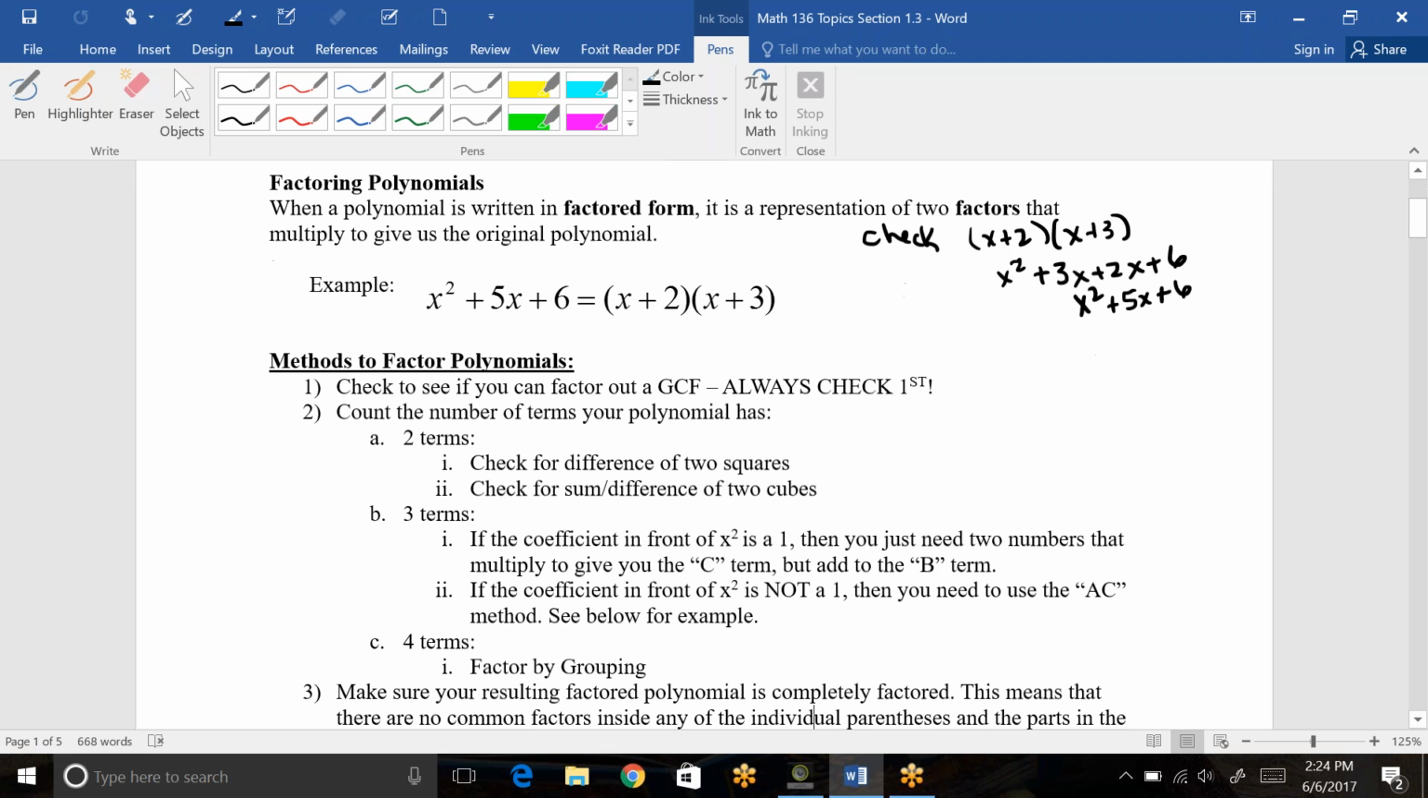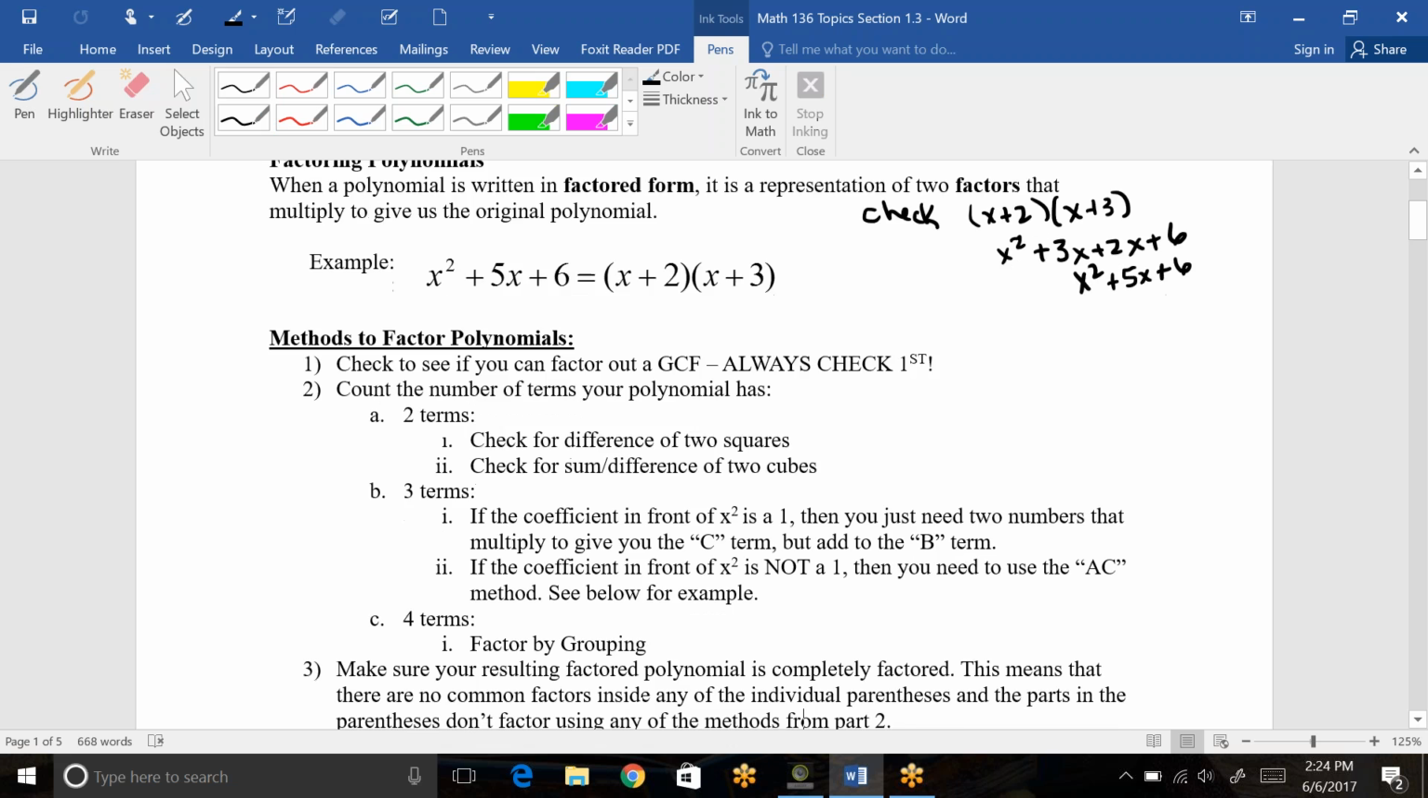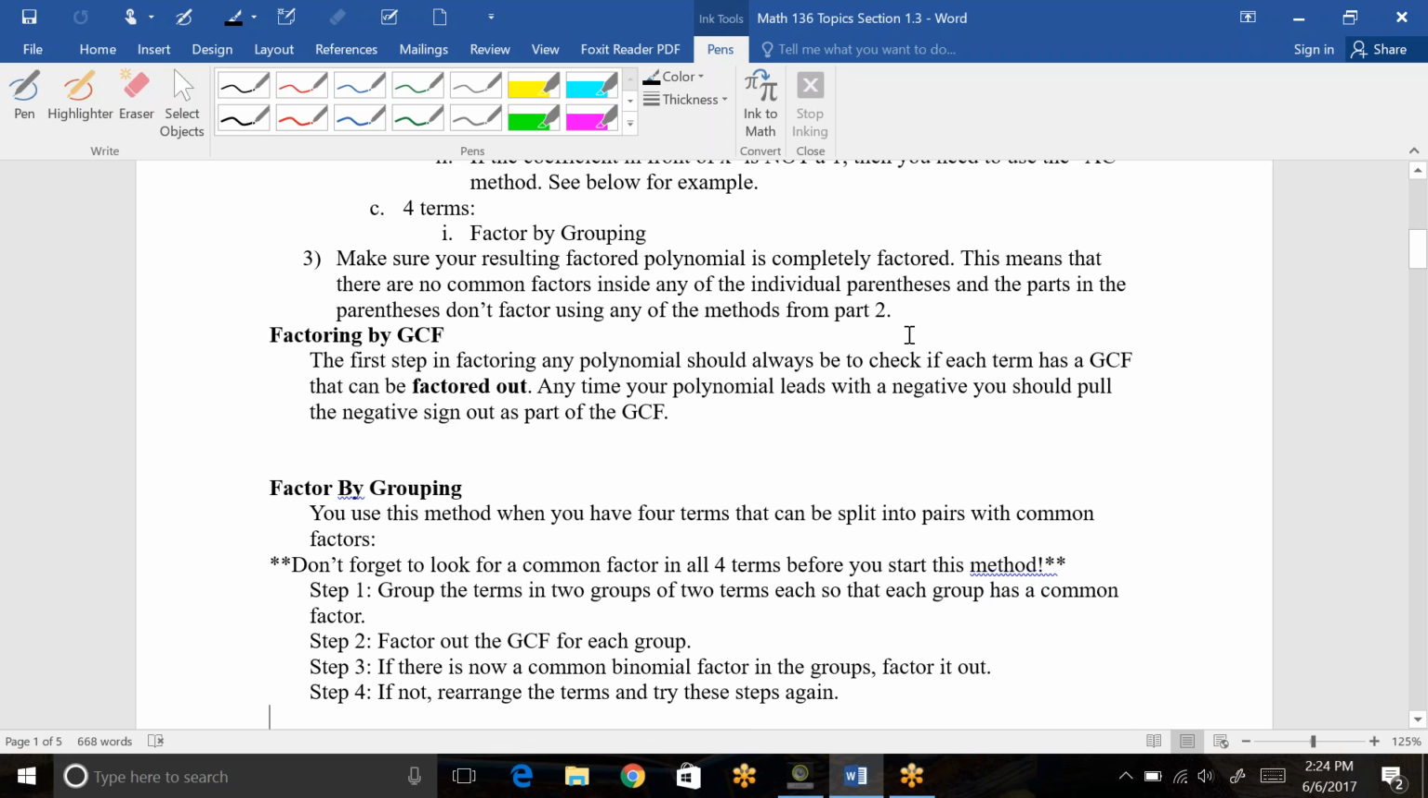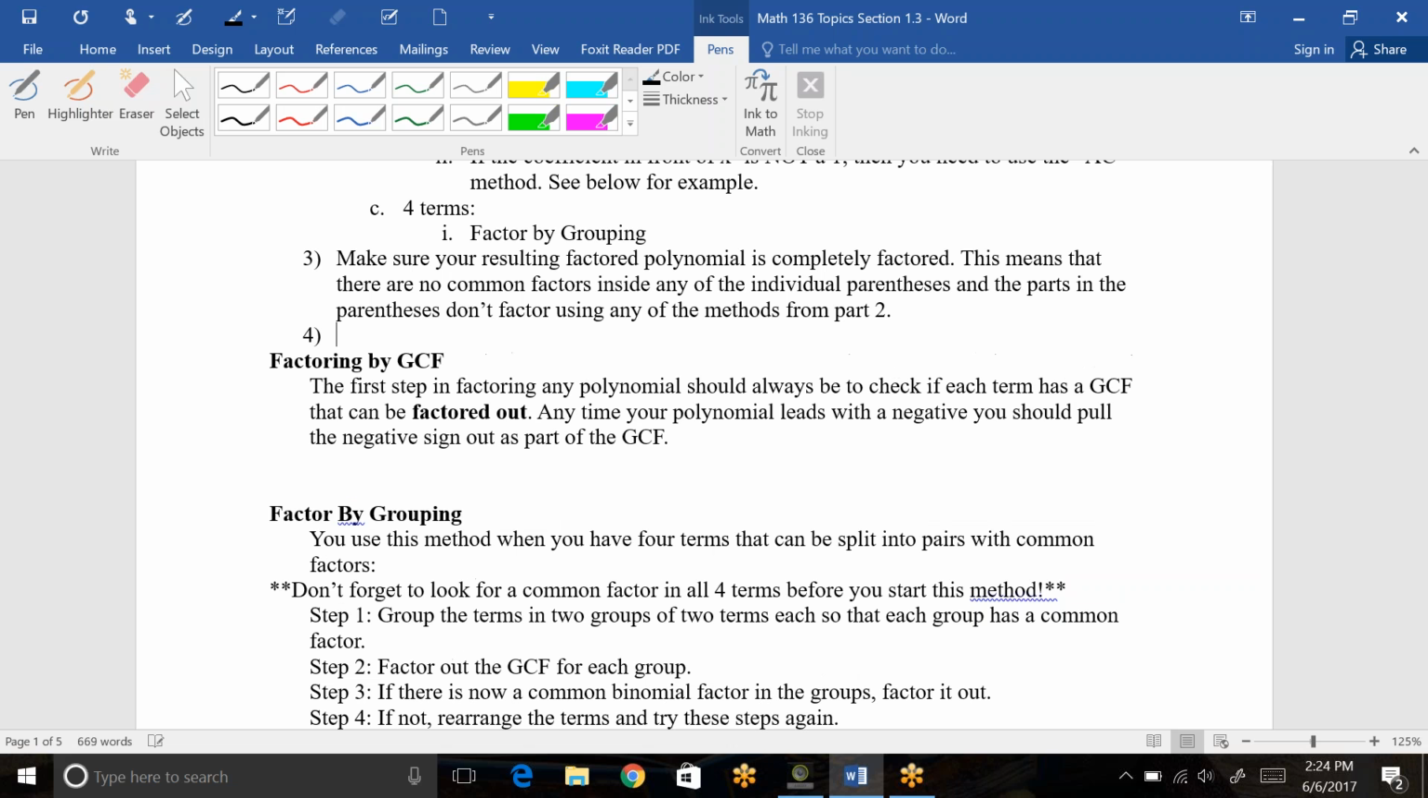You check to see, first of all, if you have a GCF. GCF stands for greatest common factor. You should always check for that first. That means you look at all of the terms in the polynomial and you ask, is anything a common factor that can be pulled out? So I'm going to go down to the rule for factoring out a GCF. We'll come back to the list in a minute. The first step to factoring any polynomial should always be to check to see if it has a GCF, and if you lead with a negative, you should also pull that out as part of the GCF.